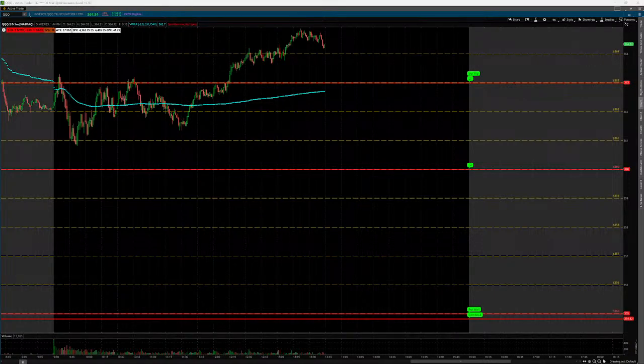So first of all, the put wall down here below at 355, and then here's the volatility trigger at 363, and note that did act as resistance a couple of times today, and now price is finally broken out above that level. And then the QQQ 361 level did act as support earlier today.